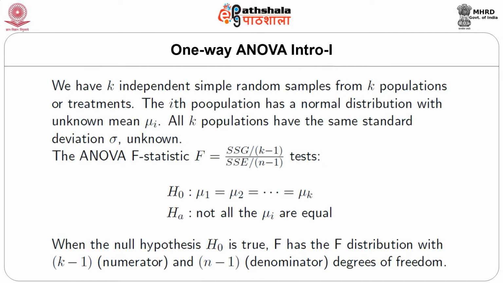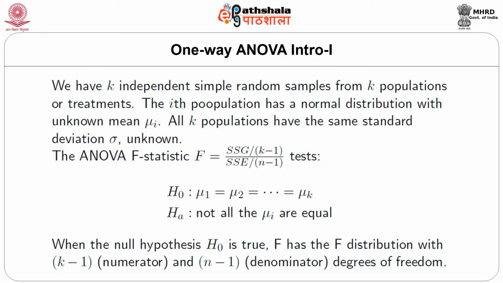We have k independent simple random samples from k populations or treatments. The ith population has a normal distribution with unknown mean mu i. All k populations have the same standard deviation sigma, unknown. The ANOVA F statistic, F equal to SSG by k minus 1 divided by SSE by n minus k, tests H naught: mu1 equal to mu2 equal to dot dot dot equal to mu k. HA: not all the mu i's are equal.